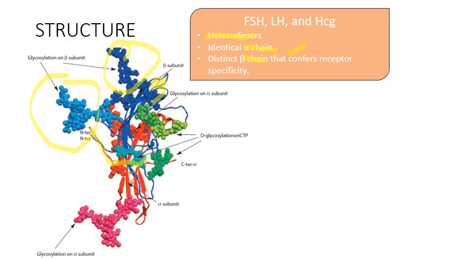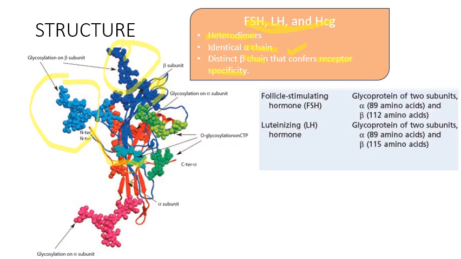The alpha chain in the three molecules LH, FSH and HCG is similar, and the beta chains are different in these three, which determines the receptor specificity and their specific function. You can see that the FSH alpha chain is made up of 89 amino acids, and the LH alpha chain is also made up of 89 amino acids. But the difference is in the beta chain. It is 112 amino acids in FSH and 115 in LH.